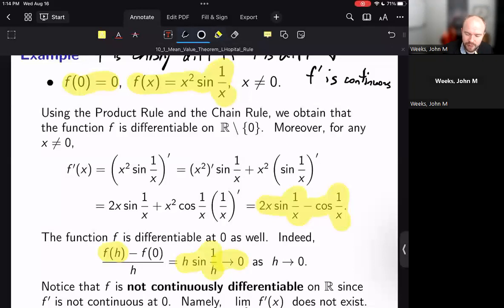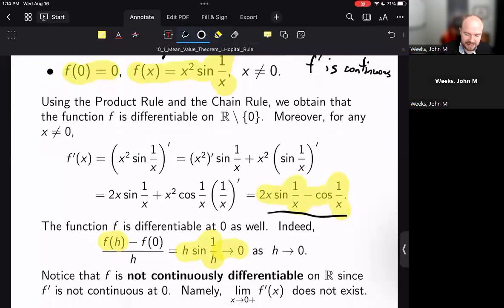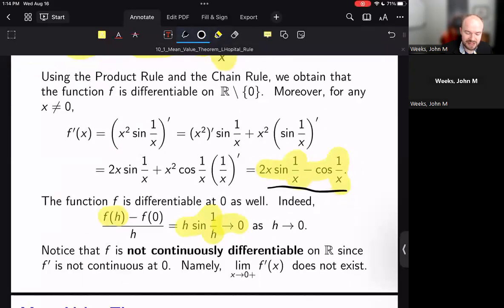However, if I look at what this derivative is and I ask, is this function continuous at 0? I'm forced to say no. If it were just this part, this function is definitely continuous at x equals 0, but this part is definitely not. There's a lot of oscillation that goes on with cosine of 1 over x. This is not continuously differentiable because f prime is not continuous at 0. The limit as x goes to 0 from the right of f prime does not exist because cosine continues to oscillate and mess up the function.